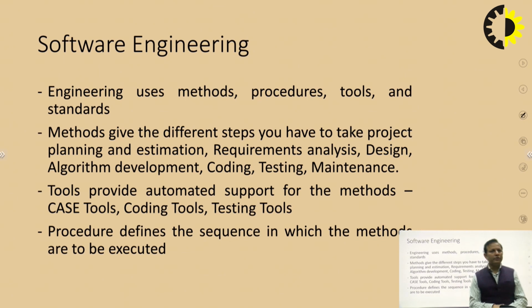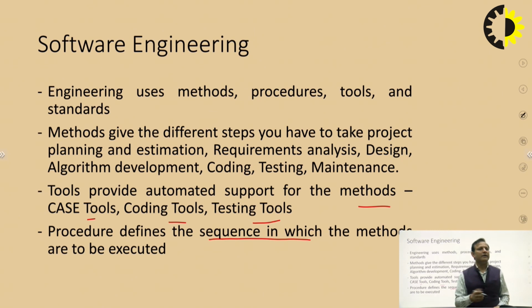Engineering uses methods, procedures, tools and standards. Methods give the different steps that you have to take: project planning and estimation, requirement analysis, design, algorithm development, coding, testing and then maintenance. The tools provide automated support to the methods: CASE tools, coding tools, testing tools. Procedures basically define the sequence in which the methods are to be executed.